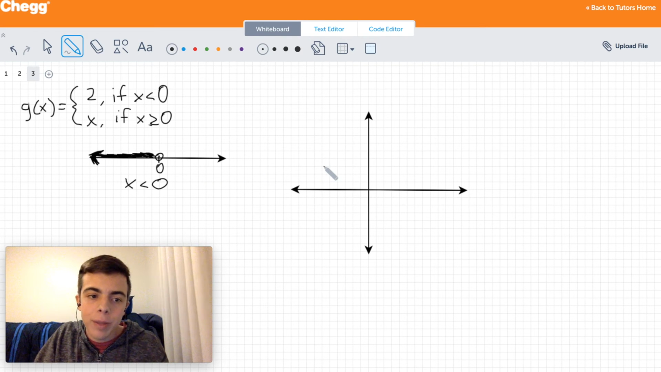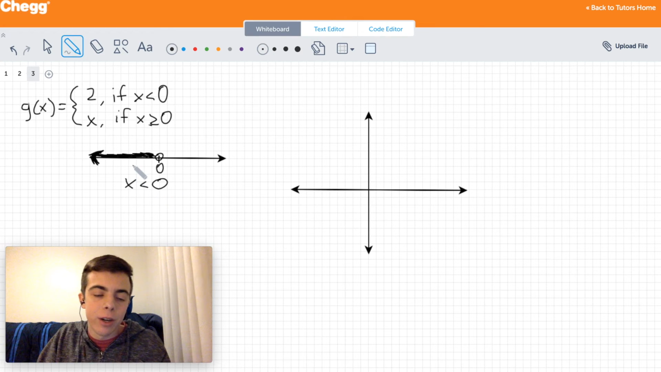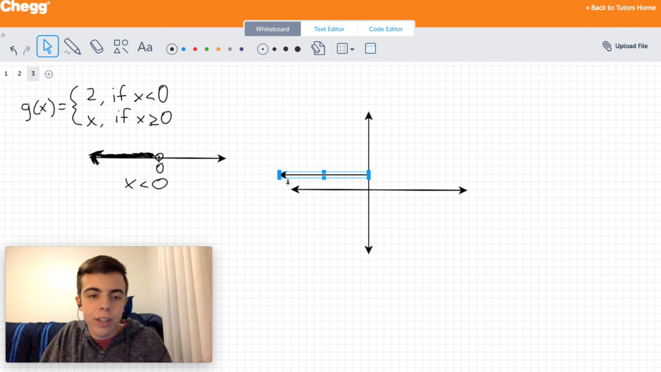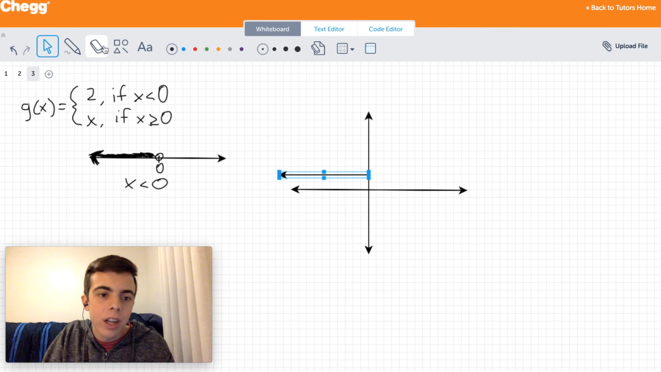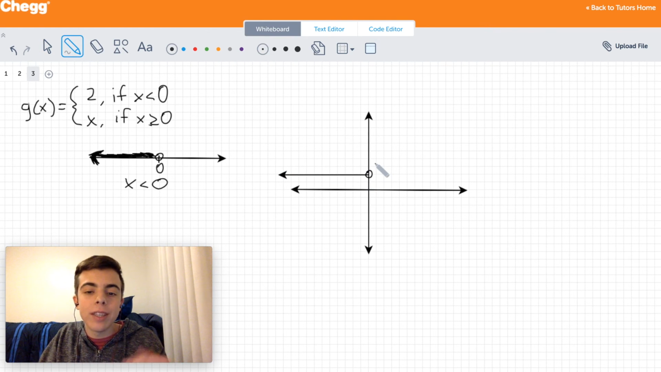So on a graph of a piecewise function, we have x is less than 0. That means up to 0, but not including 0, g of x equals 2. That's x equals 0 right there. And going less than 0 forever in that direction is this horizontal line, g of x equals 2. So what do we need at the end point of the interval? We're going to need an open circle to indicate that the 0 value is not included.